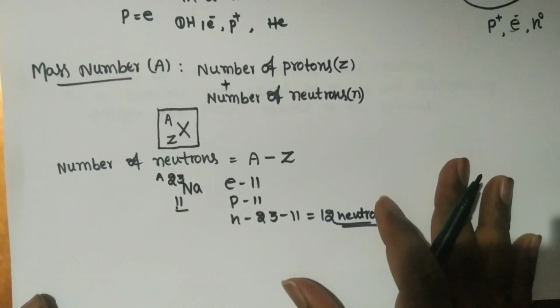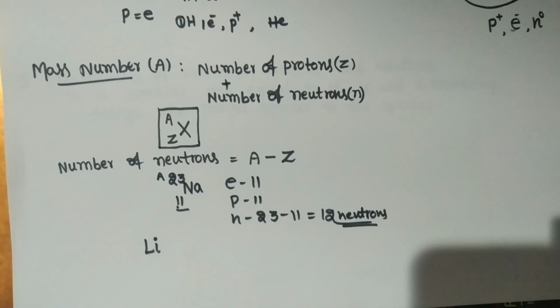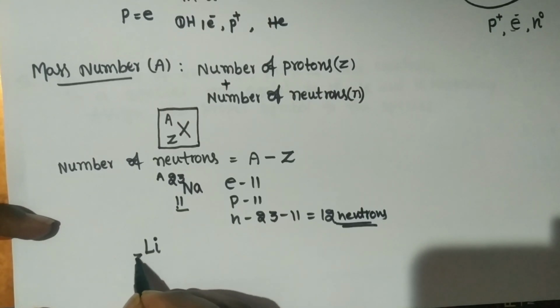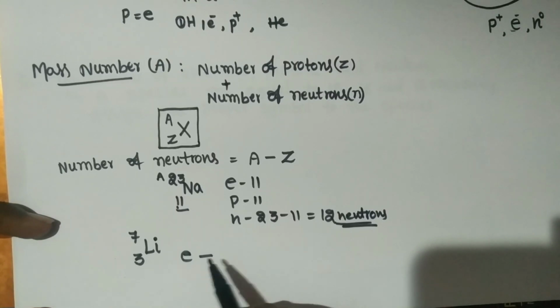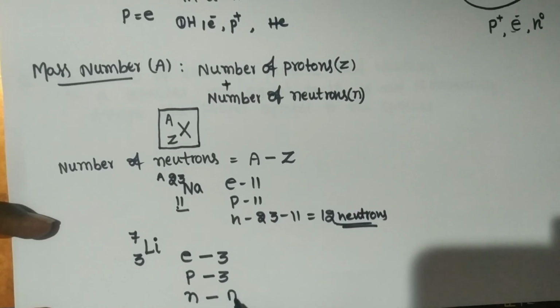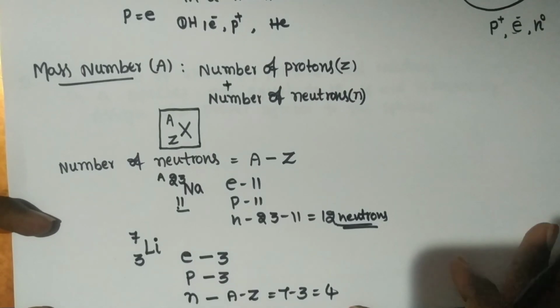For example, how many electrons, protons and neutrons does lithium contain? Lithium has atomic number 3 and mass number 7. So here electrons are 3, protons also 3, and neutrons are A minus Z, that is 7 minus 3, equal to 4. Four neutrons are present in lithium.